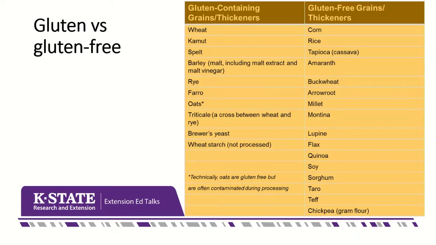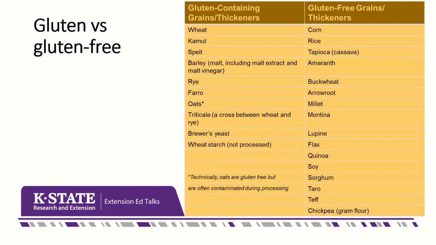In this slide, you'll see that there are a lot of grains and thickeners that are gluten and gluten-free. There's a lot of flours and thickeners that are not gluten containing. There's corn, rice, tapioca, buckwheat, millet, quinoa, and chickpea. There are many options that you have on that list if you do have a gluten intolerance.